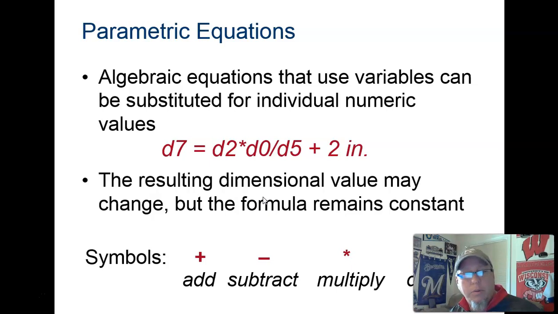Think about what we're doing when we do these. But here's an example of how we're going to have the equation set up. You're actually not going to type this part. You're not going to say D7 equals. In the box where you would put it, you'd put a formula like this. So this says you take whatever variable D2 is, multiply it by variable D0, and then divide that by variable D5, and then add 2 inches to it.